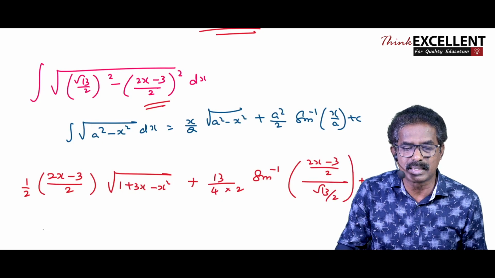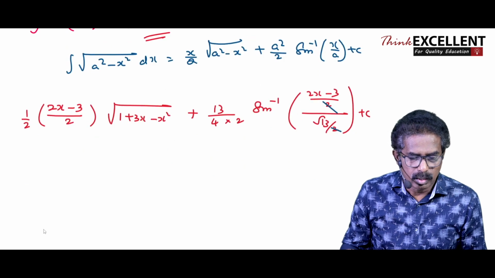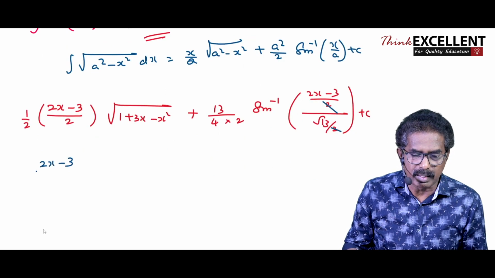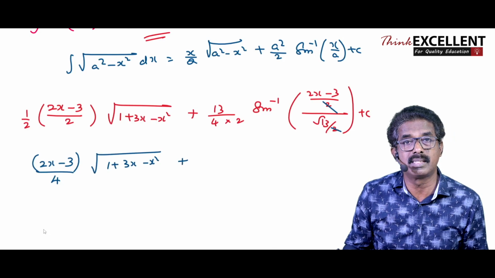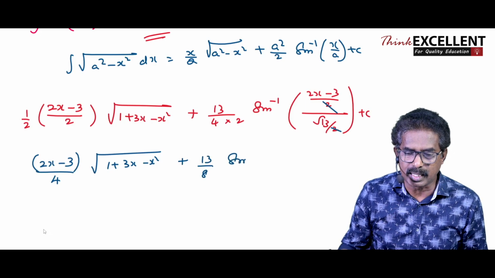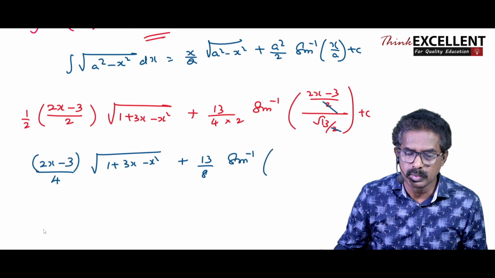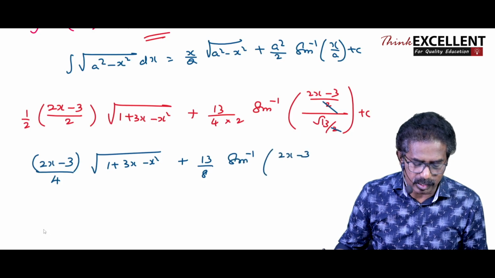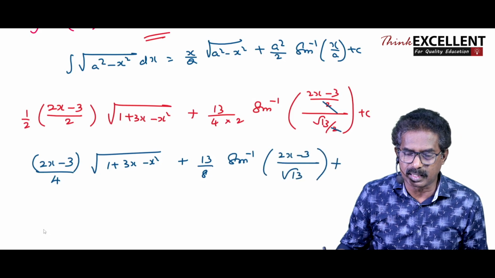இதில் the 2 cancel ஆயிரும். So your final answer is 2x minus 3 by 4 into root of 1 plus 3x minus x square plus 13 by 8, right? 13 by 8 into sin inverse of, and the 2 cancel ஆயிரும். The remaining 2x minus 3 by root 13 plus c, right?